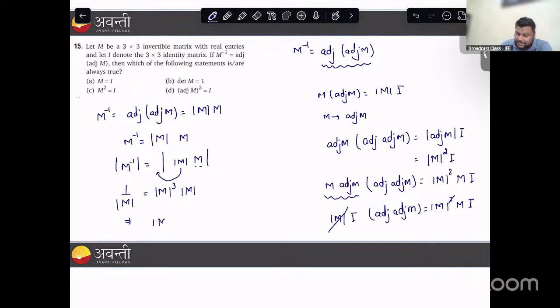So from this I can see determinant of M to the power 5 is 1. That means determinant of M is 1. First condition. So determinant of M is 1. You got this as a correct answer.